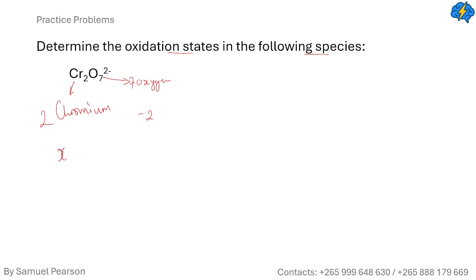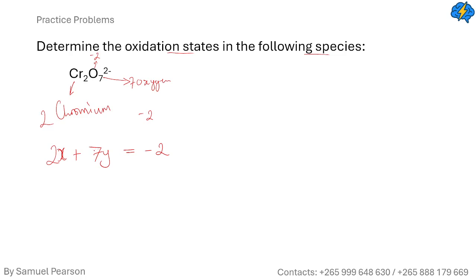So X. For 2 atoms of chromium, we can write 2X plus, and let the oxidation number for oxygen be Y. We have 7 atoms of oxygen, so we will have 7Y. The sum should equal -2. But remember, the oxidation number of oxygen is -2 in any compound.